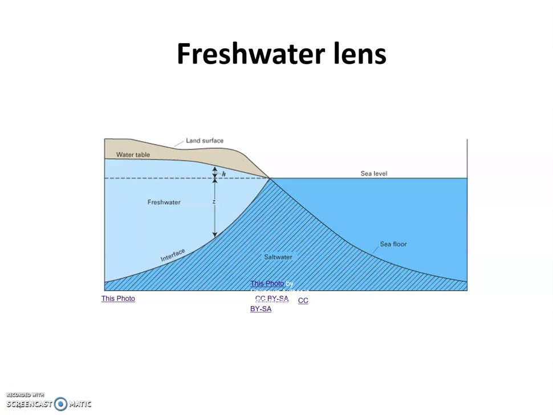So the situation on Cape Cod is relatively similar. We have one aquifer. It's called a sole source aquifer because it connects the entire Cape, but it is divided into several lenses. So we'll take a look at that on the next slide.